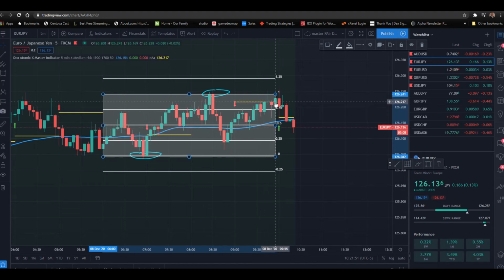So if the price is between, let's say, deviation line 1 and 0.75, and the price is within that section, the high risk value, if it's a buy, is 0.75. The low risk value is 0.50. And the medium risk, as you can see, is where the yellow line is, smack dab in the middle.